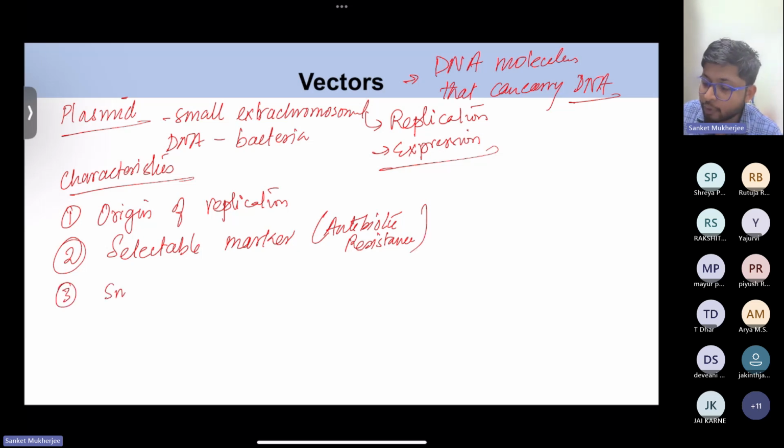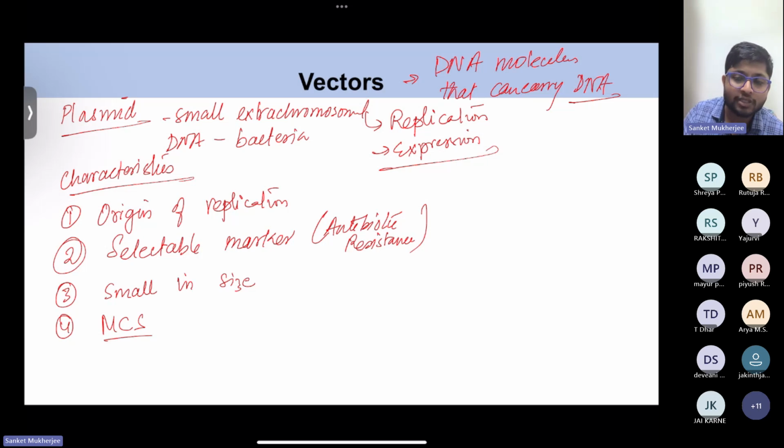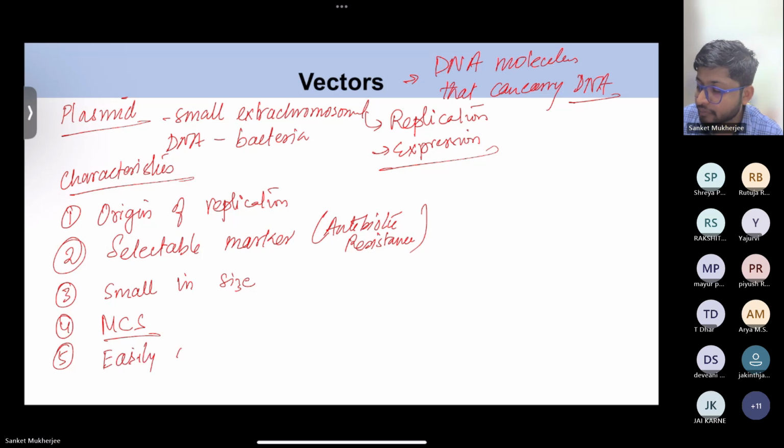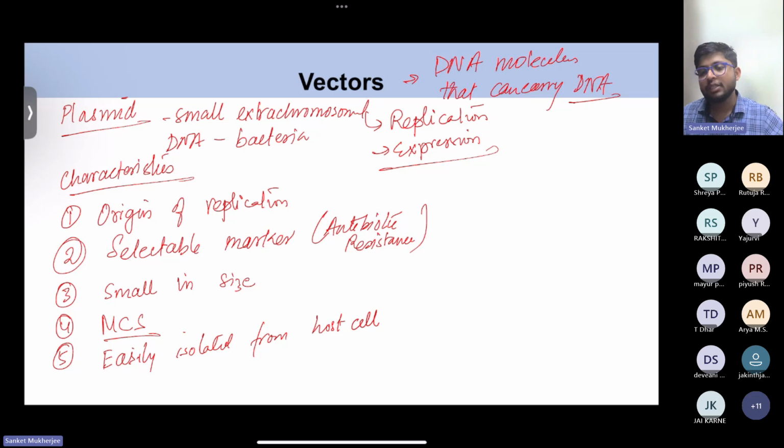The third one is it should be small in size, because if it is very big, it is difficult for the cells to take in. It should also have a multiple cloning site. Multiple cloning site means it should be accessible to multiple restriction enzymes so that you can make the most use of these vectors. And then another thing is it should be easily isolated from the host cell. If you cannot isolate it, if it gets integrated into the host cell, then it becomes a problem. So these are the main characteristics of a plasmid.